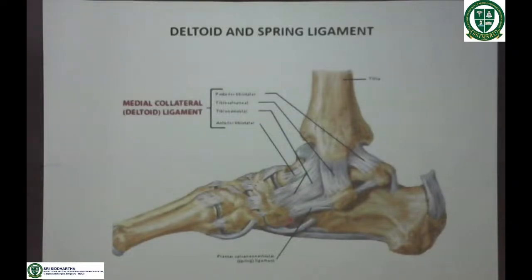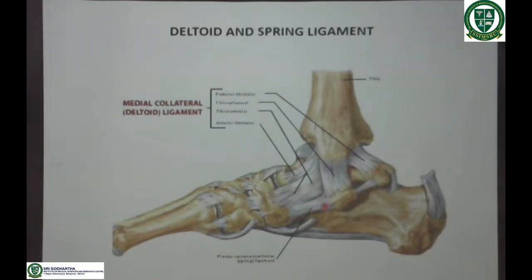Then this one is the tuberosity here. This is the navicular bone. Here you are seeing a ligament. This is the plantar calcaneonavicular ligament. This one is the spring ligament. Along with this deltoid ligament, it acts as the intersegmental tie of the arch.